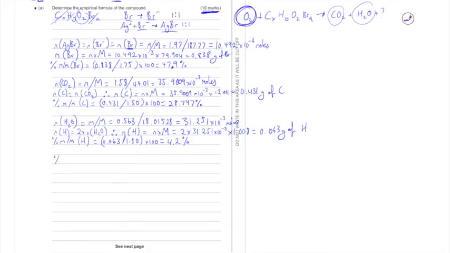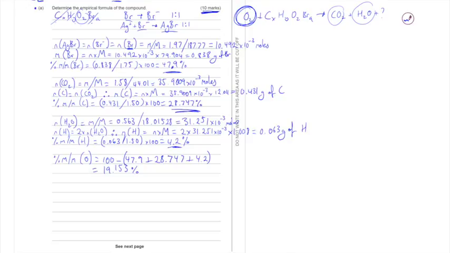So I'm going to say percentage mass to mass of oxygen is equal to 100 minus 47.9 plus 28.747 plus 4.2. And that gives me a value of 19.153% for my mass to mass of oxygen. Cool. So I've worked out by percentage mass.